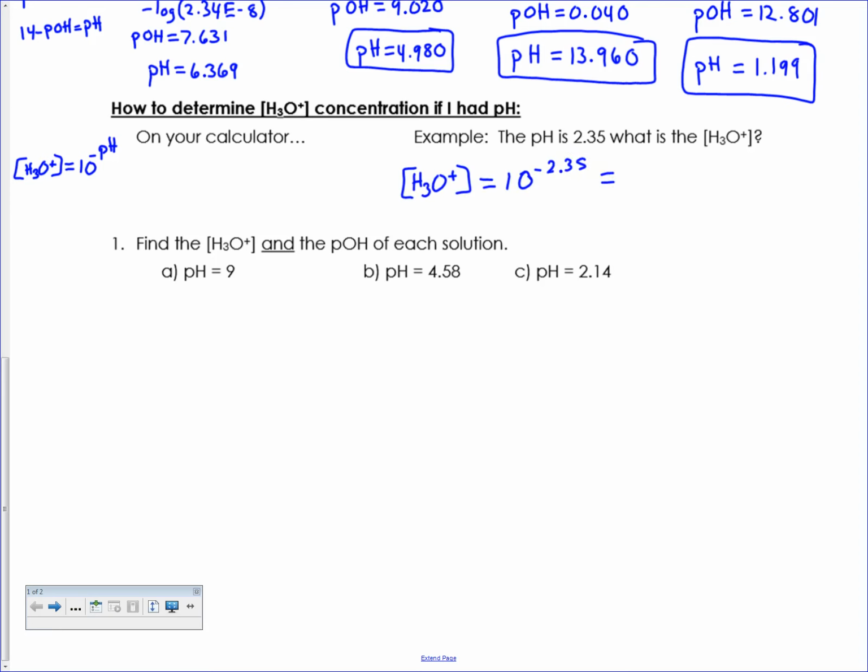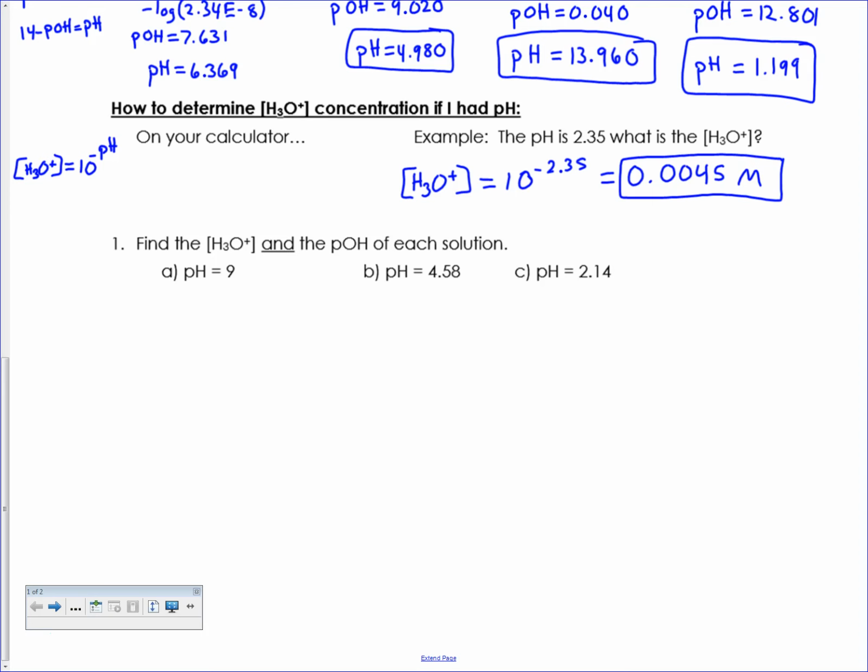Plugging that in, we get 0.0045. All right, and that is the answer there. The unit on this is molar because it's concentration, and so that's what you end up getting out of that.